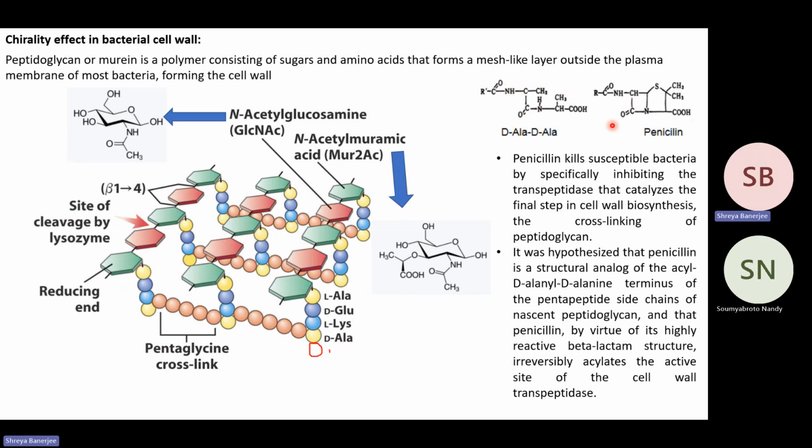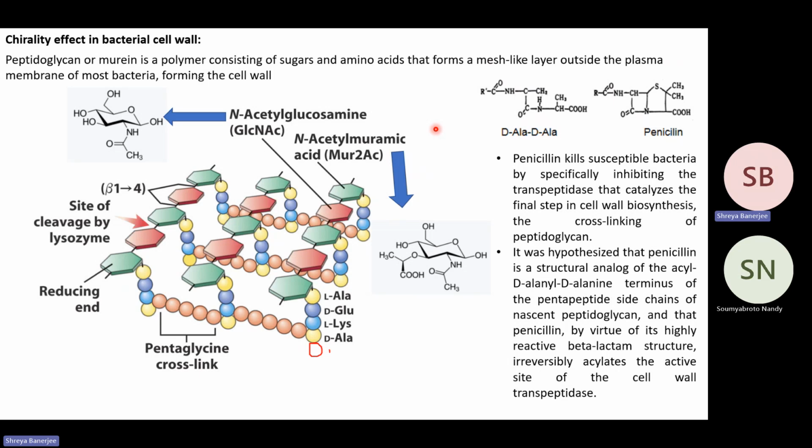Because it is D-ala, this structure of penicillin is working as an inhibitor, where it is replacing the D-alas in the cell wall. But if this was L-ala, then penicillin would not have worked. So depending on the chirality of the amino acid, different drugs are chosen.